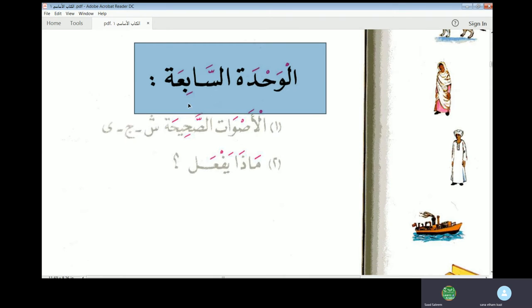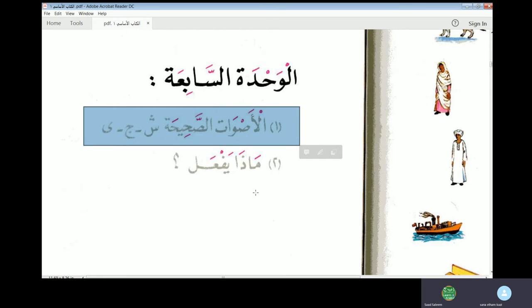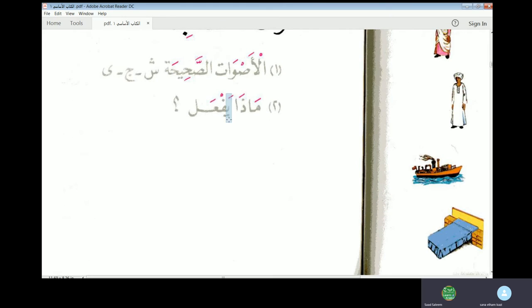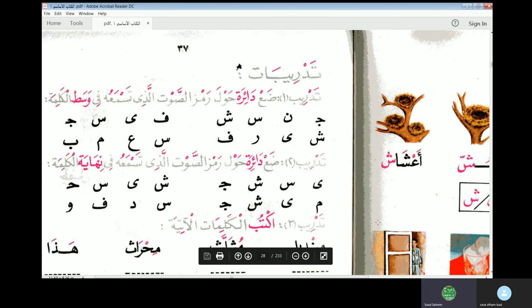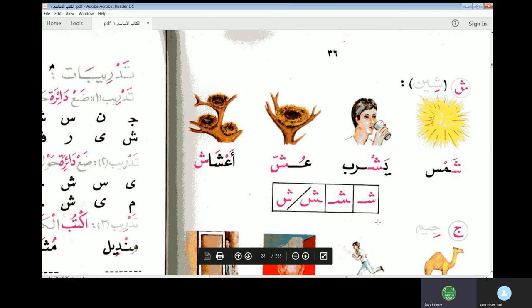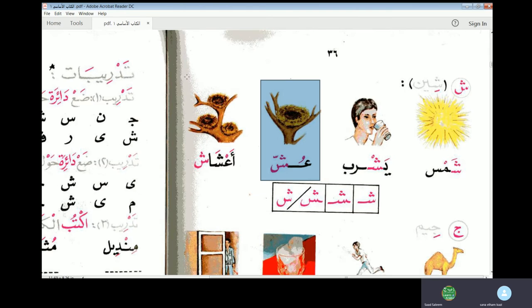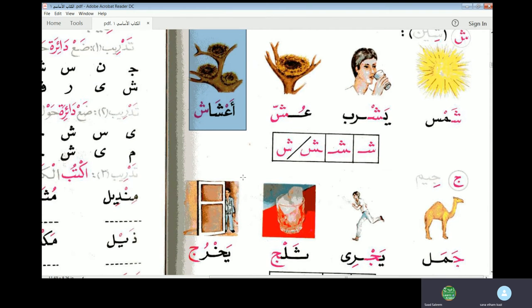Al-wahdatu as-sabia, seventh unit. Al-aswatu as-sahiha. Ma yafal, what do you do, what is he doing? Shin, shams, sun. Yashrabu, he drinks. Ushu, nest, and then ashash, nests.